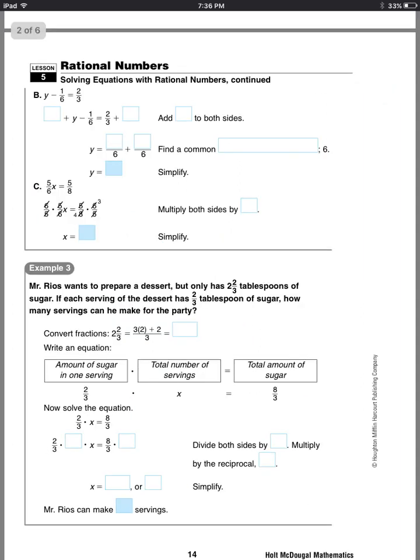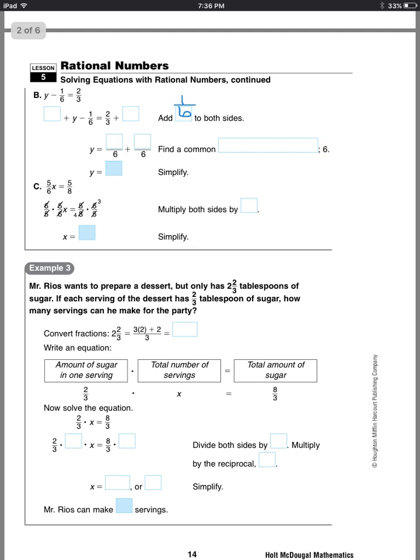Okay, next problem we have is y equals negative 1/6. Just kidding, y minus 1/6 equals 2/3. So this part here, our constant, is negative 1/6, because it's on the side with the variable. The opposite of subtracting is adding, so we're going to add 1/6 to both sides.